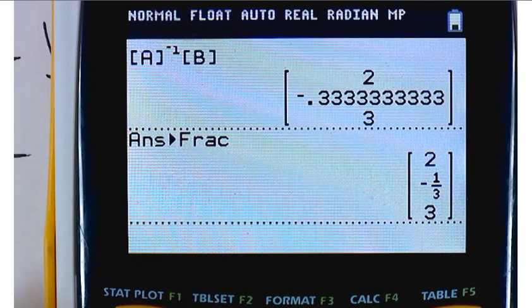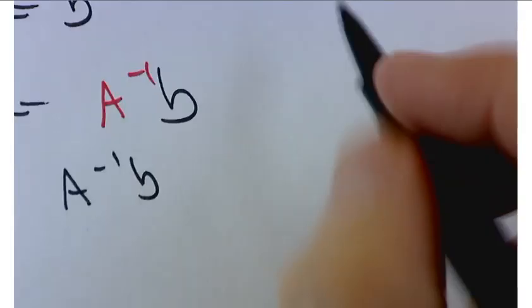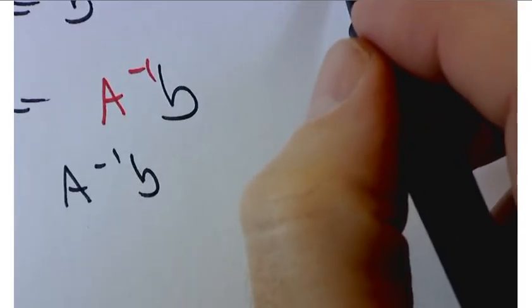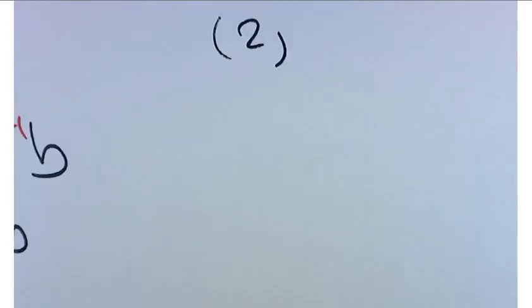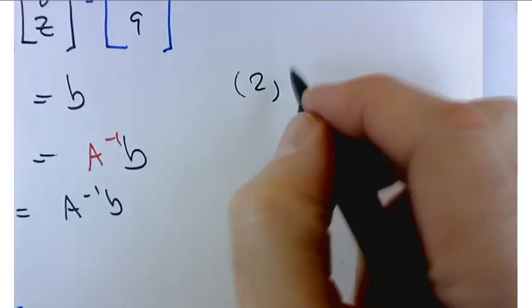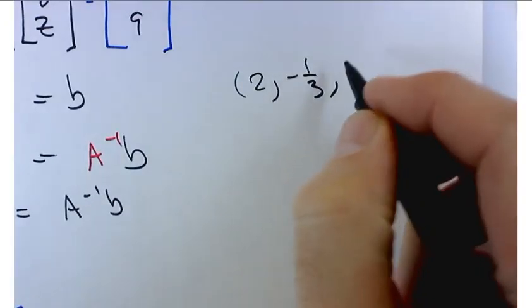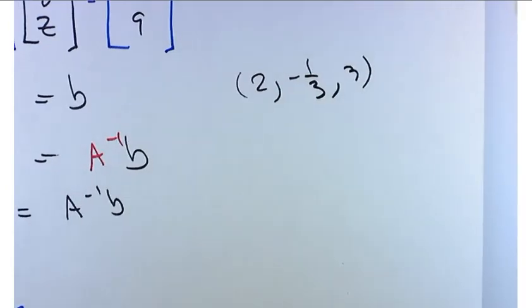There's your solution. So overall, 2, negative 1/3, and 3. You're not just limited to doing this for 2x2 equations or 3x3 equations. You can do it for 2x2. You can do it for 10x10, whatever.